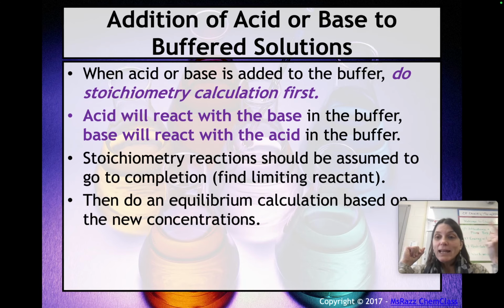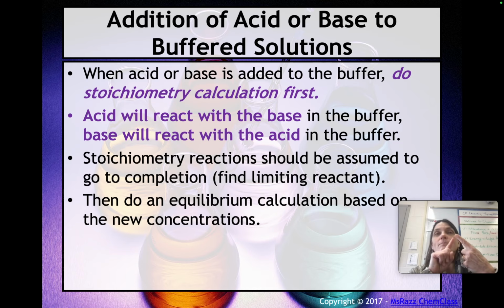If you're adding acid, it's going to react with the conjugate base part of the buffer. If you're adding a base, it's going to react with the acid part of the buffer. Remember, we're adding a strong acid or a strong base. So if we add a strong acid, we're adding H+ ions. If we're adding a strong base, we're adding OH- ions, okay? So we're going to do 2 steps here, not 3, 2.